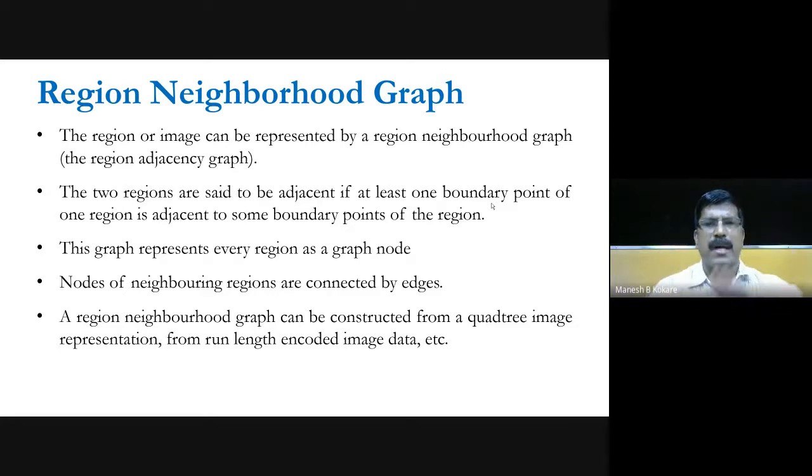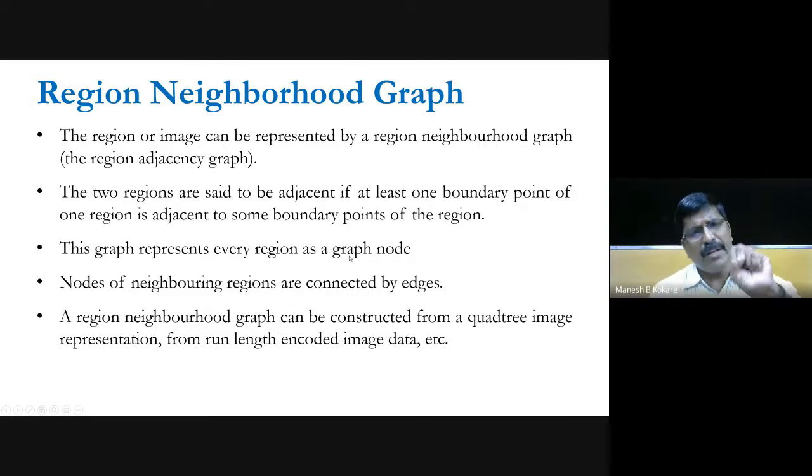So 2 regions are said to be adjacent if at least one boundary point of the region is adjacent to some boundary points of the other region. This is one object, this is another object. So this boundary point will be common for this object as well as this object, whereas these boundary points are not common. If 2 objects are like this, having some adjacency, these are called adjacent regions, and so on. So this graph represents every region as a node.